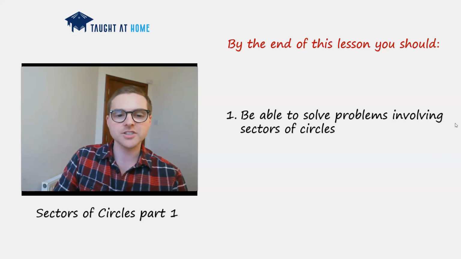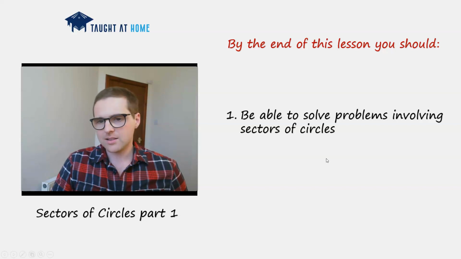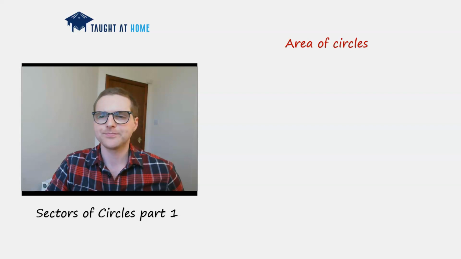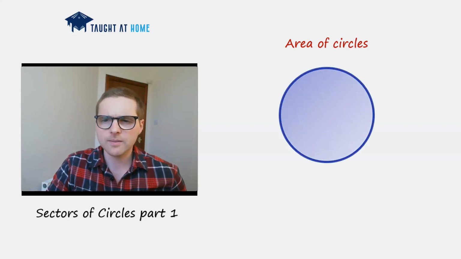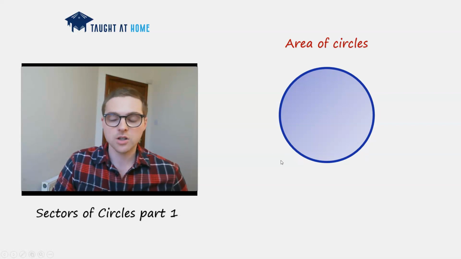We're talking about sectors of circles now, so areas. And let's go for a recap of areas. Let's take a circle here. An area of a circle is the shaded part here that's bounded by the circumference.